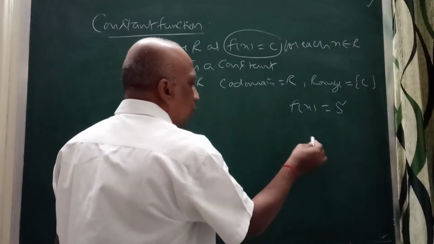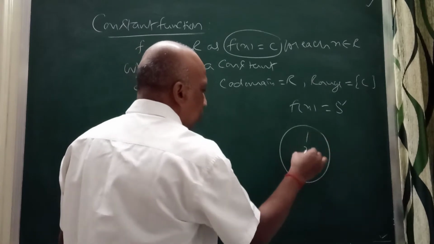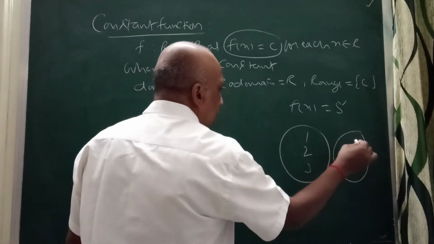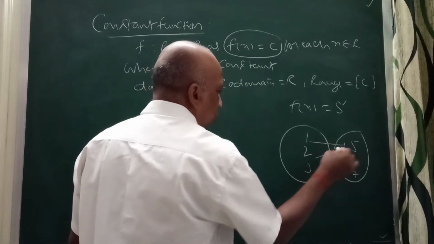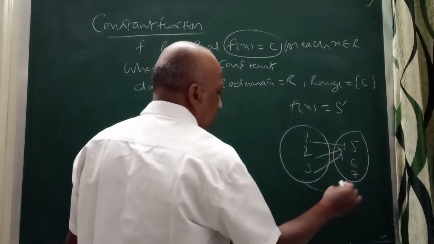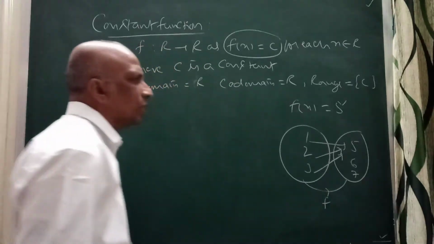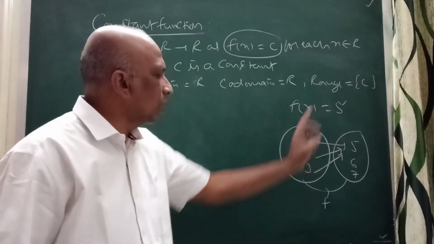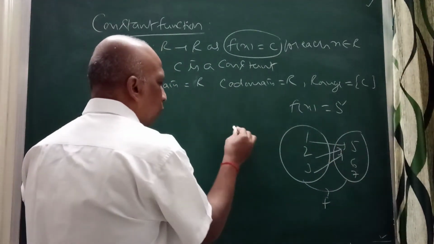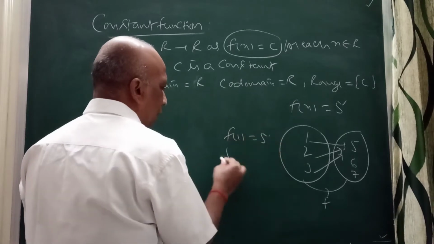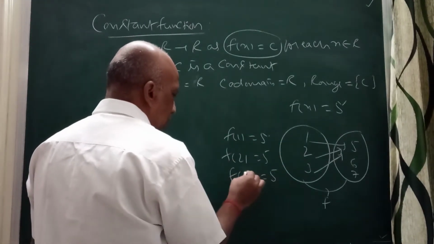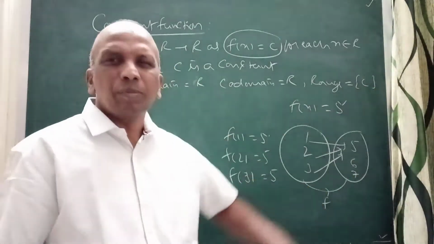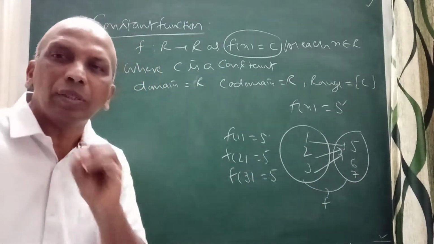See, f of x is equal to, I have written like this. Suppose 1, 2, 3, and here I have written 5, 6, 7, something. 1 goes to 5, 2 goes to 5, 3 goes to 5. So this is the constant function. You write f of 1 is 5, f of 2 is 5, f of 3 is 5. So every element has the same image. Then this is called a constant function.